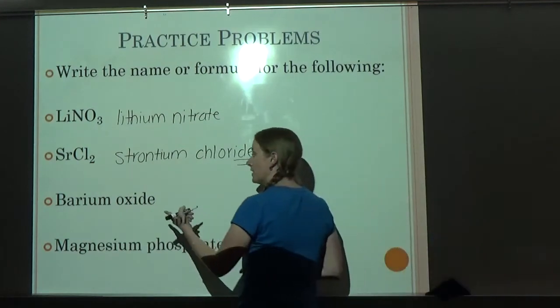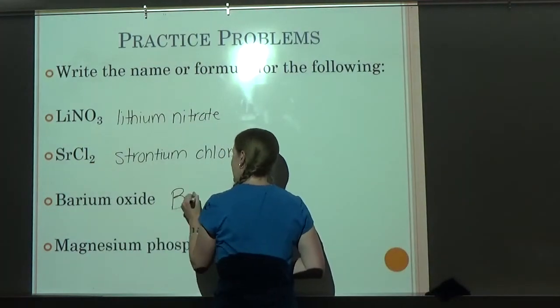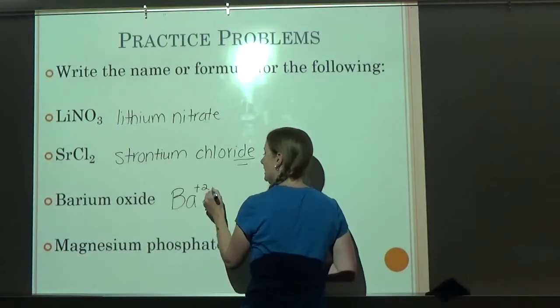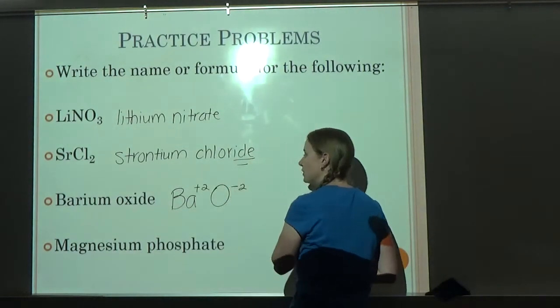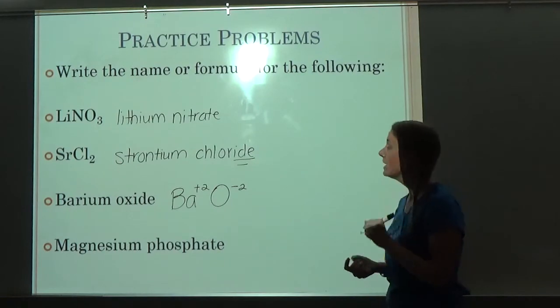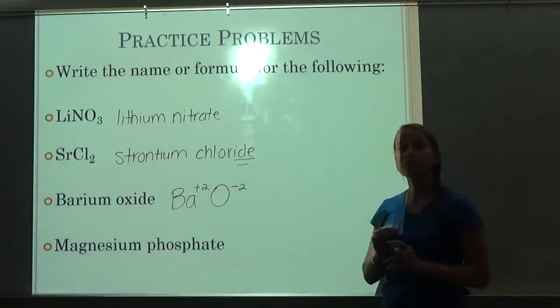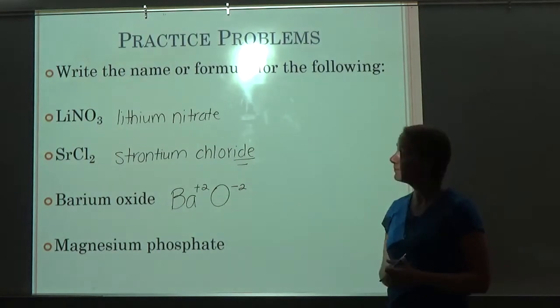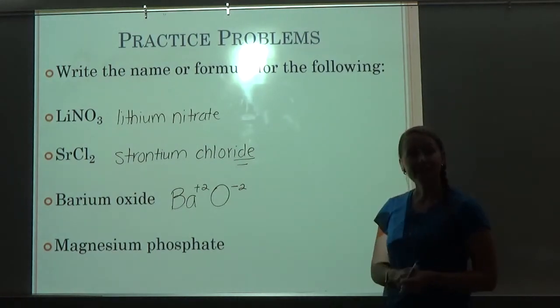So we have barium oxide. Barium is Ba. It has a positive 2 charge because it's in group 2. Oxide is O. It has a negative 2 charge because it's in group 16. Positive 2 and negative 2 cancel, so you don't need to cross your charges. So it's just BaO.